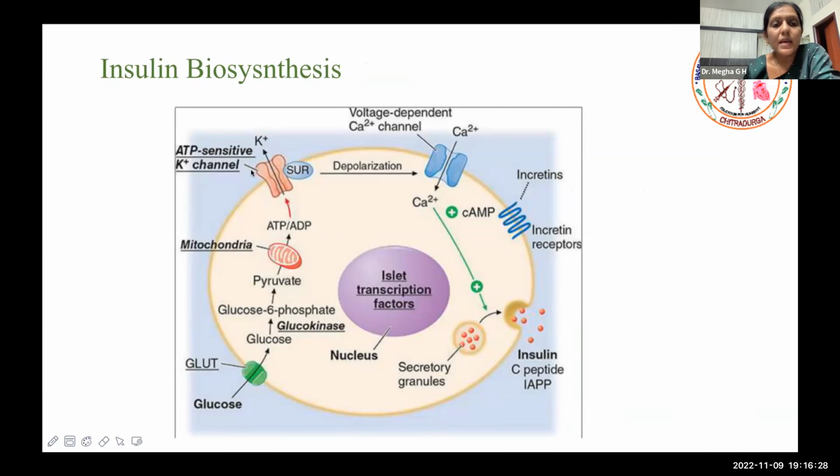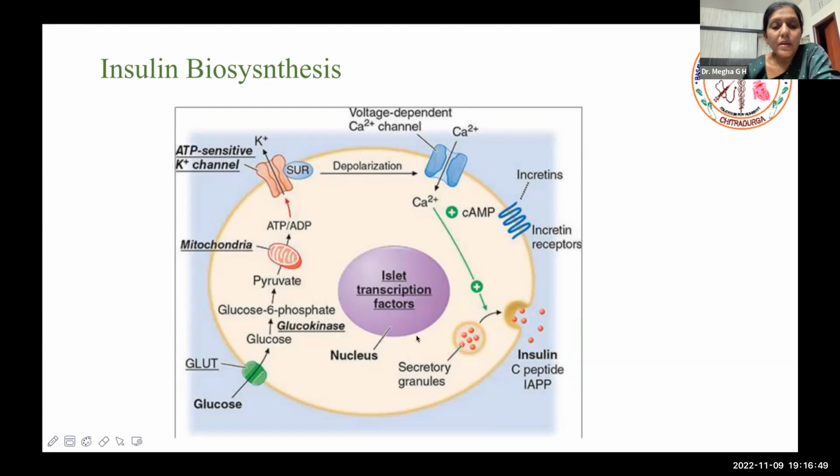This will in turn sensitize the ATP-sensitive potassium channels, leading to efflux of potassium, causing depolarization of the cell membrane, which in turn causes influx of calcium. Thus, calcium mobilizes the secretory granules containing insulin and C-peptide and releases the insulin hormone along with C-peptide. So measure of C-peptide is an indirect measure of insulin release.